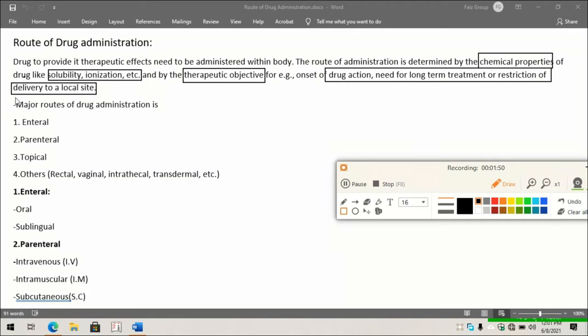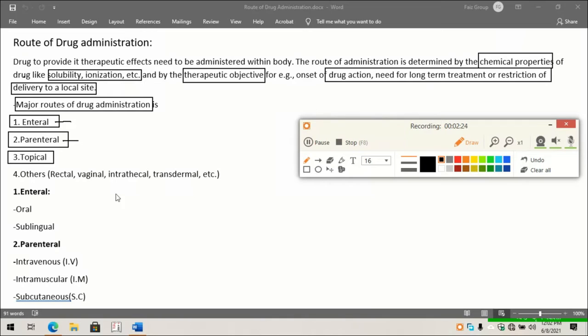So what are the major routes of drug administration? The most common routes are the enteral route, then the parenteral route, and topicals. Enteral includes oral and sublingual or buccal routes of drug administration. Parenteral includes intravenous, intramuscular, subcutaneous, and other routes.